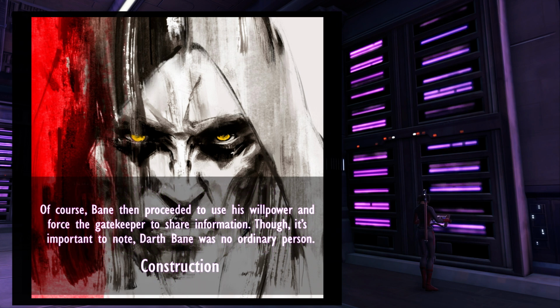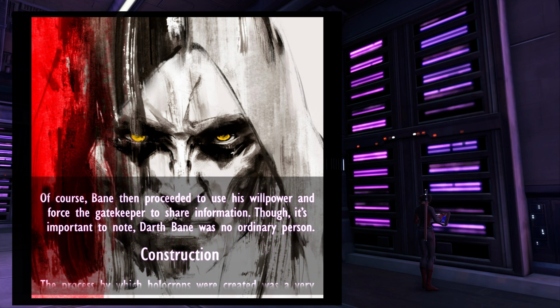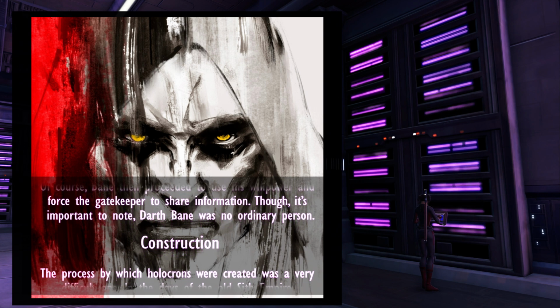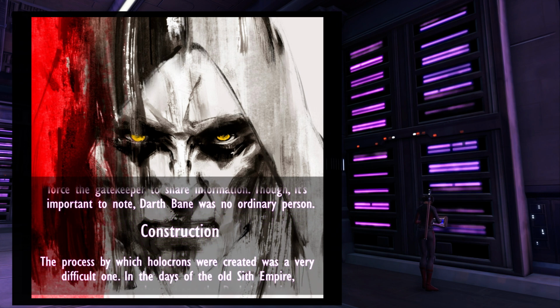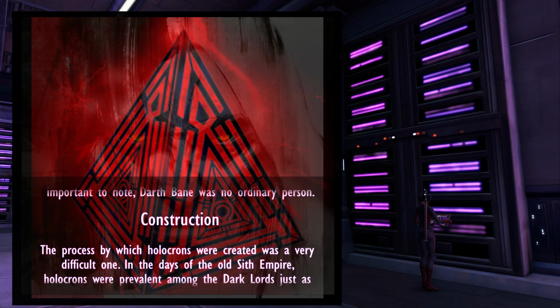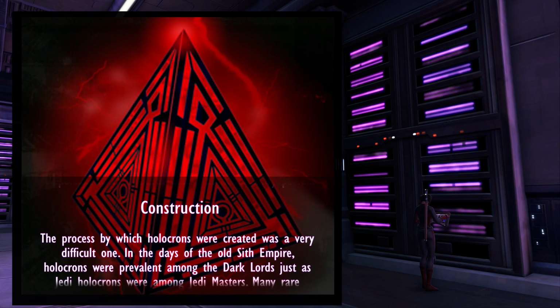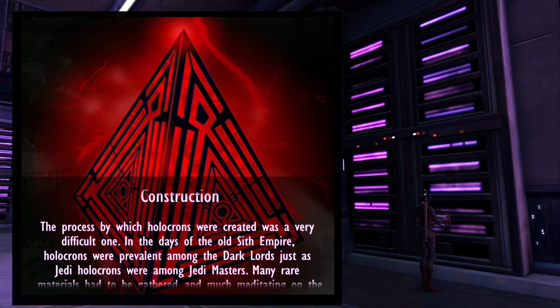Of course, Bane then proceeded to use his willpower and forced the gatekeeper to share information, though it's important to note that Darth Bane was no ordinary person. Construction. The process by which holocrons were created was a very difficult one.